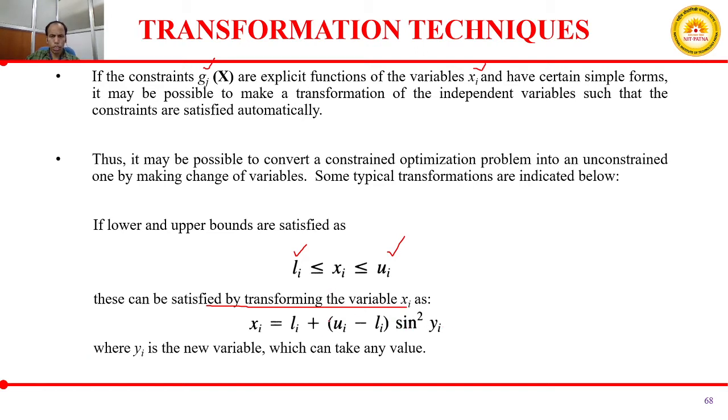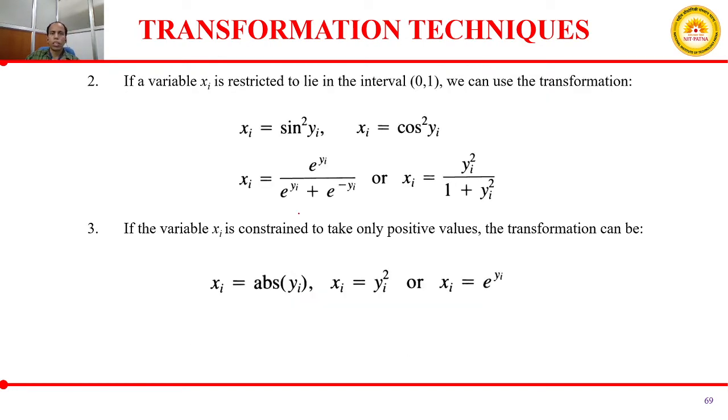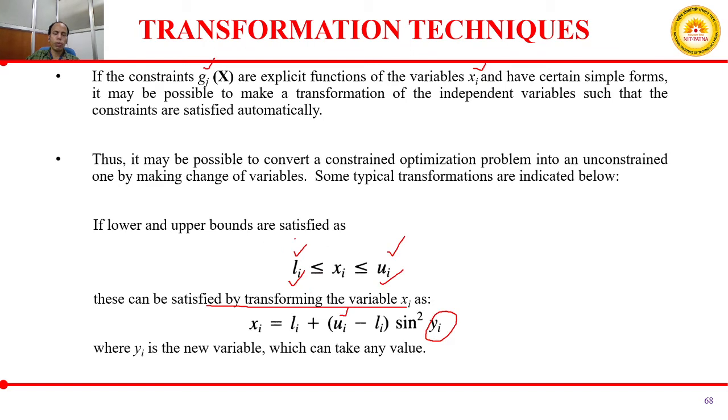Here ui is your upper limit, li is your lower limit for that particular variable, and yi is your new variable. This may take any value. We will discuss how this value is taken. This was about when we are able to bound your variables between some lower value and upper value.